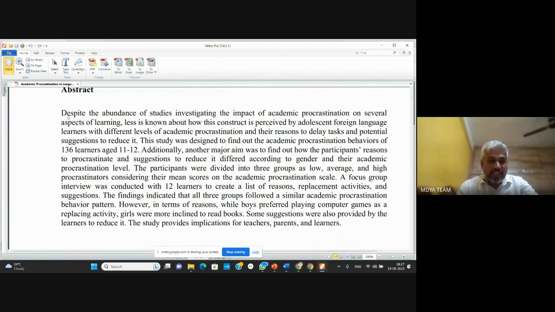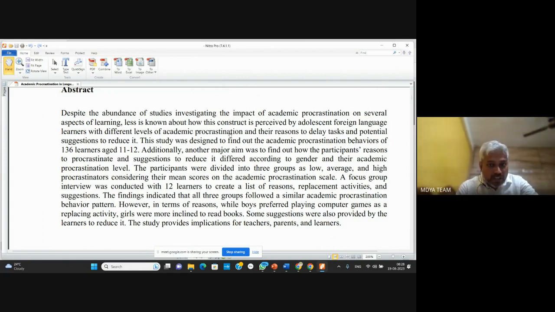Here what is written: despite the abundance of studies investigating the impact of academic procrastination on several aspects of learning, less is known about how this construct is perceived by adolescent foreign language learners with different level of academic procrastination and their reason to delay task and potential suggestion to reduce it. So this study was designed to find out the academic procrastination. So this is the problem which they have mentioned here, like how this construct is perceived by adolescent foreign language learners with different level of academic procrastination.